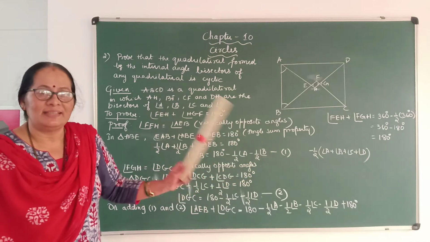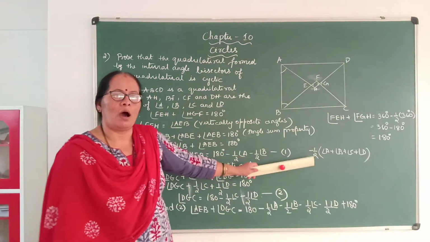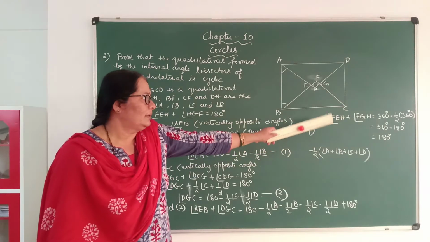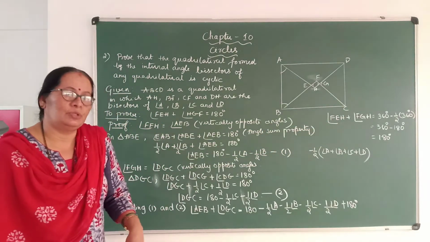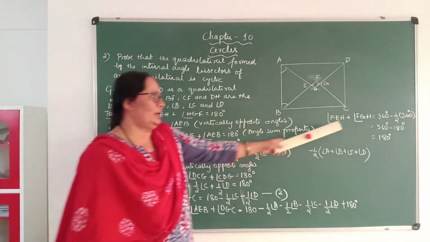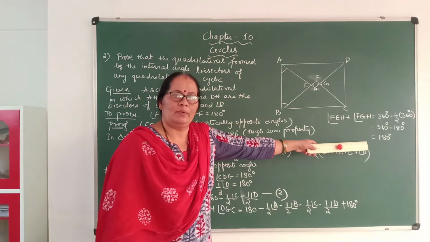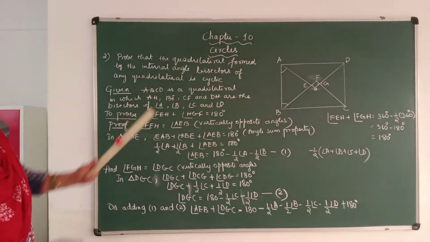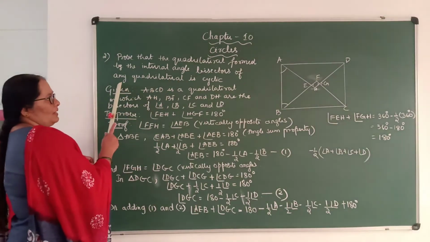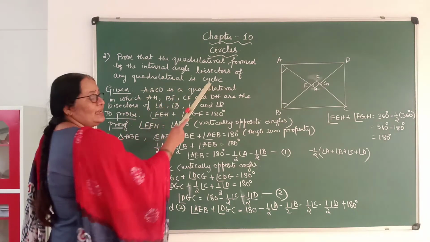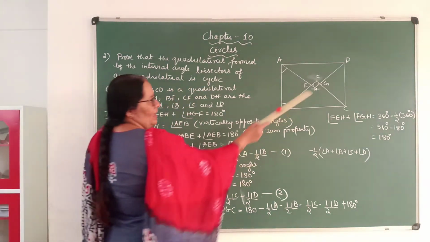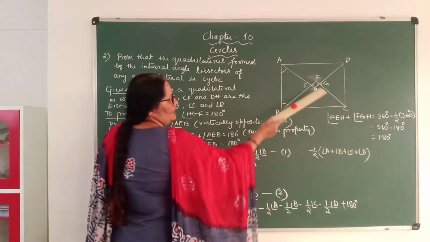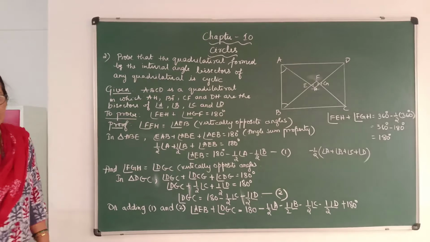Which is always 360 degree. So minus half into 360 degree. So minus half into 360 degree is how much? 180 degree. So 360 minus 180 equals 180 degree. It means that the quadrilateral formed by the internal angle bisectors of any quadrilateral is cyclic. It means angle FEH plus FGH equals 180 degree.